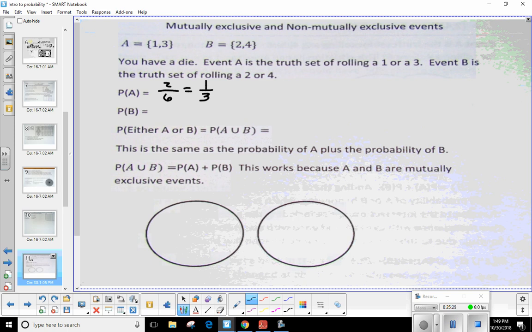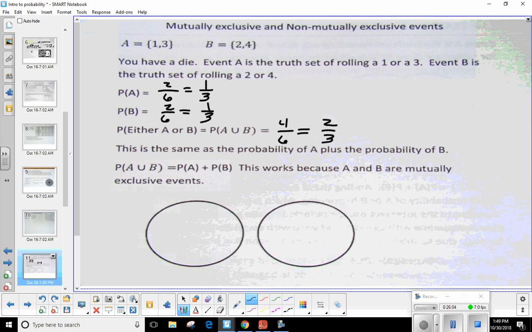Would you guys agree? Okay. Well, let's take a look at the probability of B. Wouldn't it be the same? Yeah, because we got two possibilities out of the 6, so that would be a 1/3. Okay. Now let's take a look at the union, the probability of A or B occurring. If I were to roll a die, I'm thinking about the probability of getting either a 1, 3, 2, or a 4. That'd be 4 out of 6, right? 4 out of 6, which is 2/3.